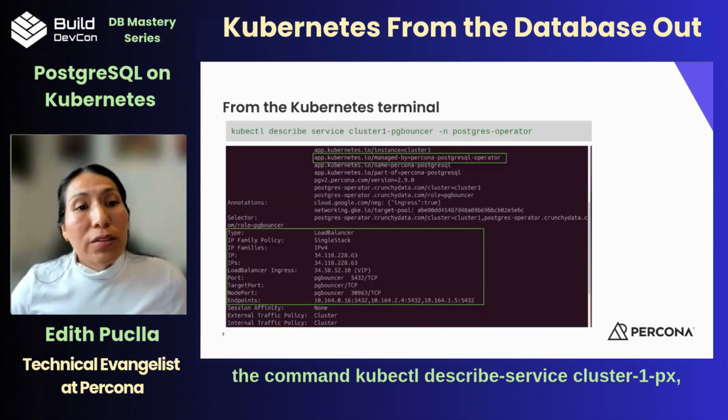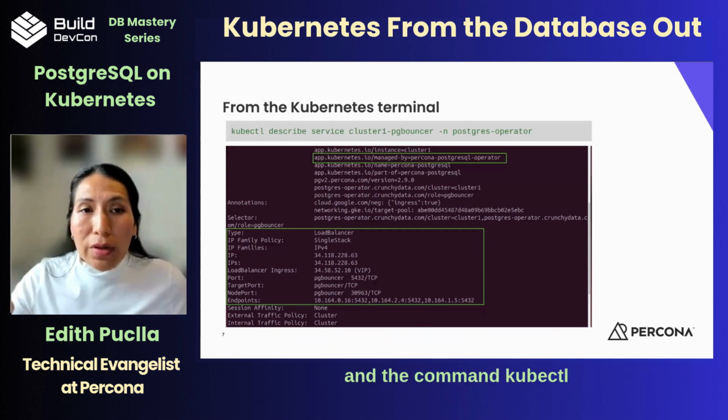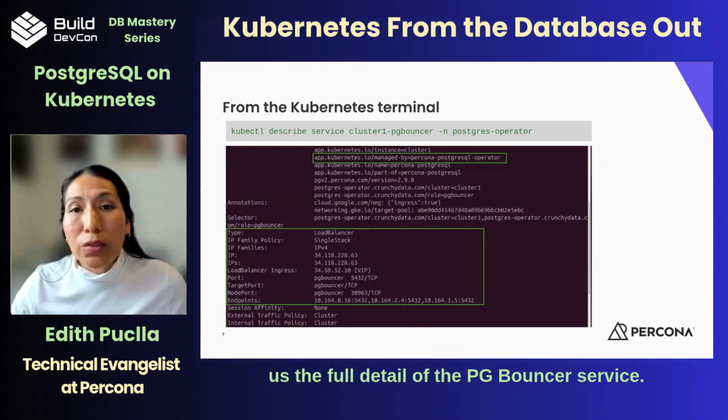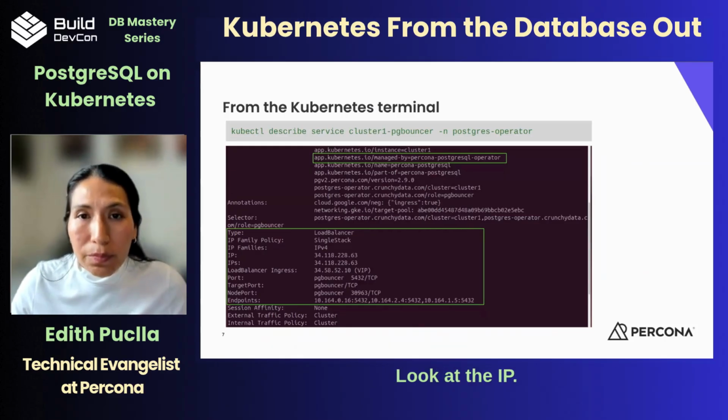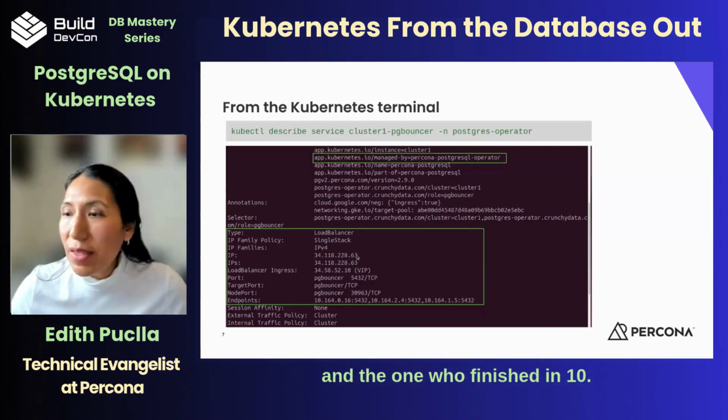Okay, the command is kubectl describe service cluster1-pgbouncer with our namespace. This command gives us the full detail of the PgBouncer service. Look at the IP. There are two: the one that finishes in 63 and the one that finishes in 10. This one.